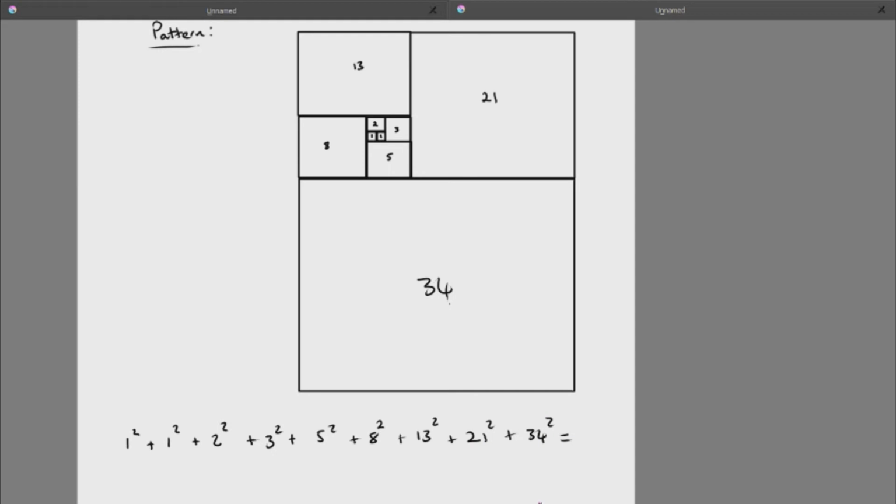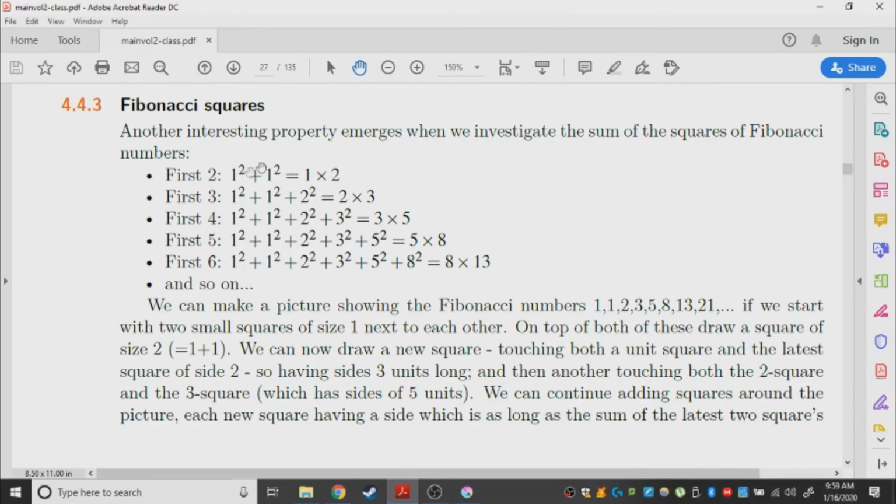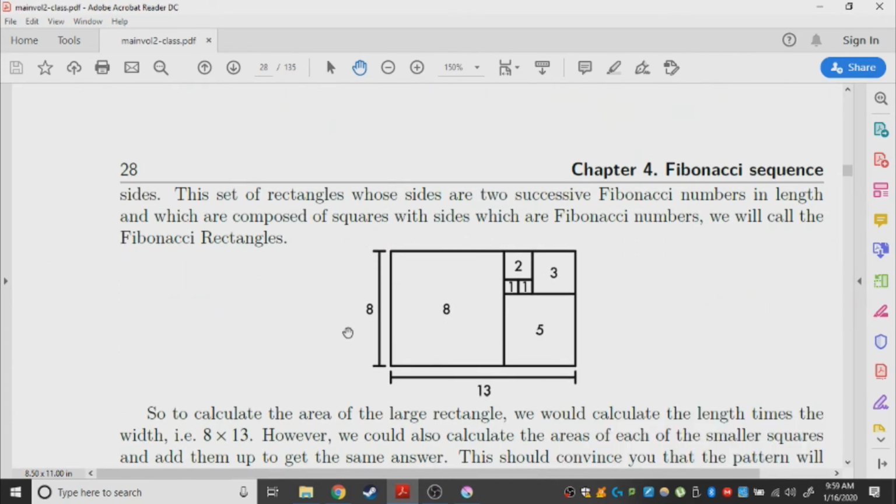But if I look at the big rectangle that shape is, what are the dimensions of that rectangle? Width is 34. Length is? 55. And 55 is the next Fibonacci number. So if I look at that, that is what they're trying to say here. Fibonacci rectangles.